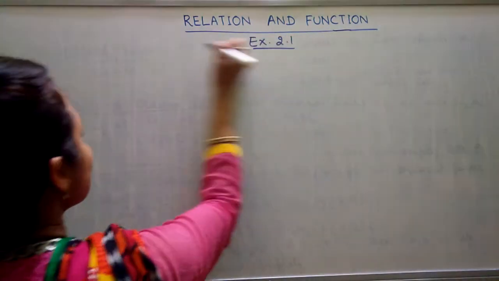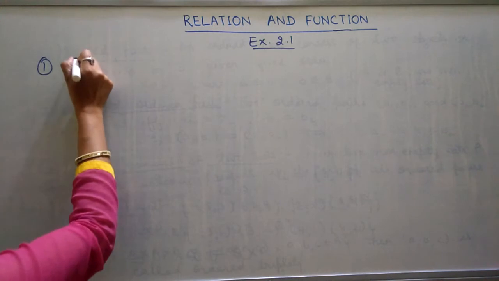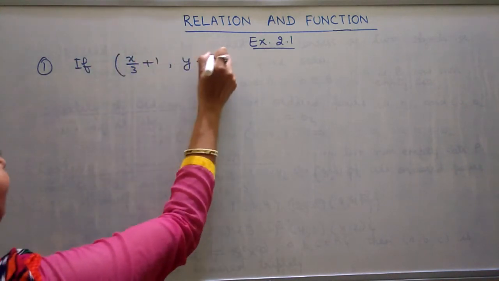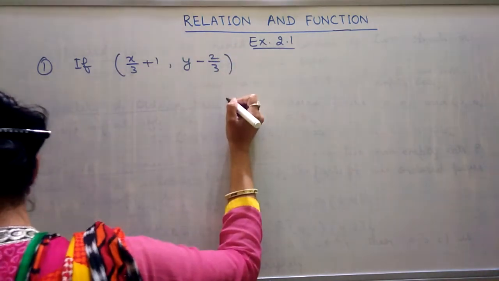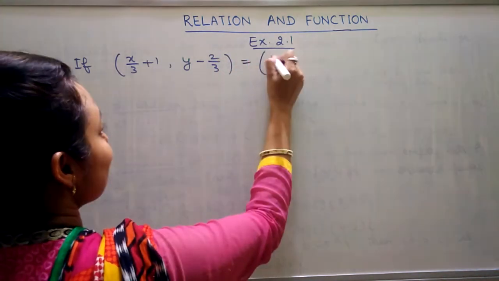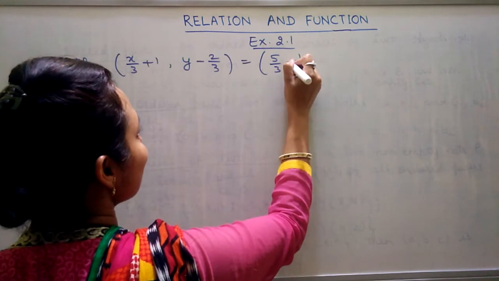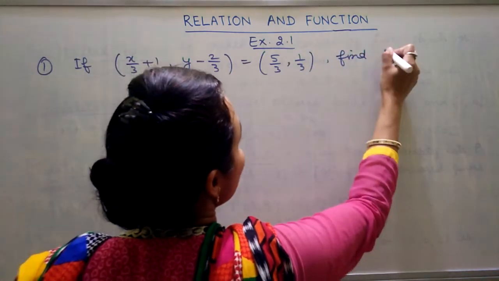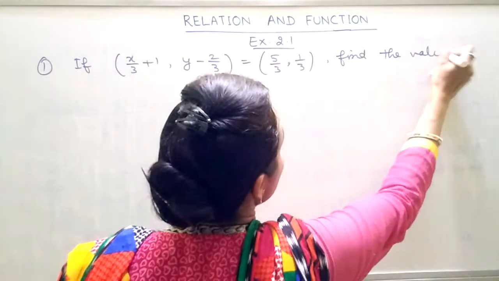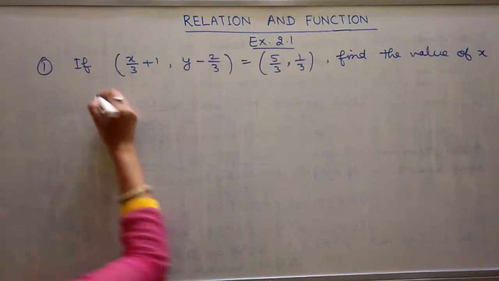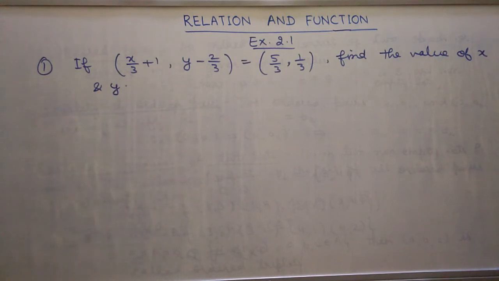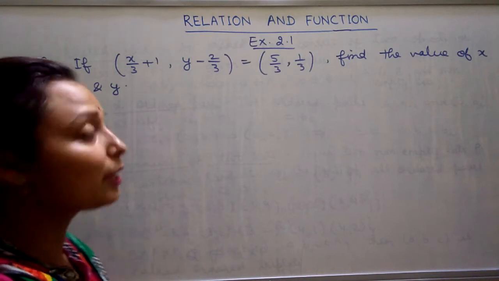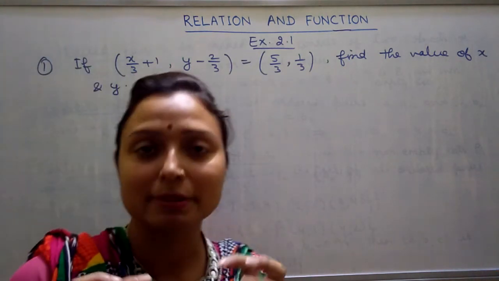2.1. Okay, the first question: if x by 3 plus 1 comma y minus 2 by 3 is equal to 5 by 3 comma 1 by 3, find the value of x and y, right? X and y. So this is a very simple question. How can you find the value? This is the equality of ordered pairs. Equality says that the corresponding elements are equal.